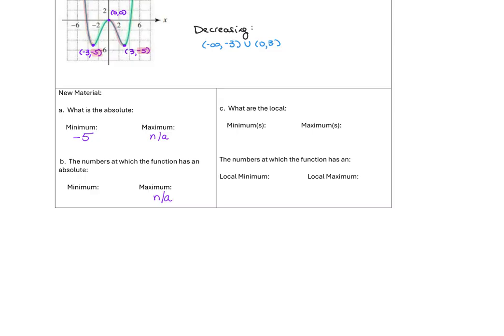We want the numbers at which the function has an absolute minimum. And so we do have two here. It is going to be -3 and 3. And so remember that when we're asking for the numbers at which the function has an absolute maximum or minimum, we are looking at x-coordinates.